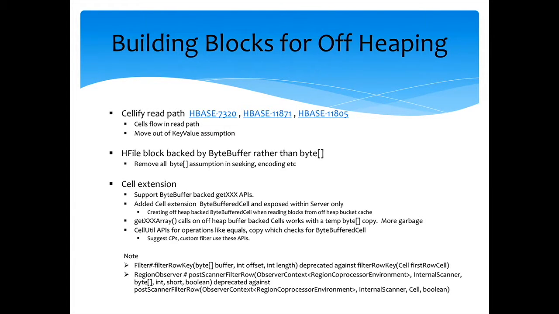The first step we have done, using these JIRAs, was to make sure that in the entire read path, cells are flowing. So there is no KeyValue assumption at any point of time. The next thing was HFile blocks. In certain places, the read path had an assumption that the HFile block's data structure is actually a byte array. We got rid of that and replaced it with a byte buffer, so that I can have an on-heap byte buffer as well as an off-heap byte buffer.